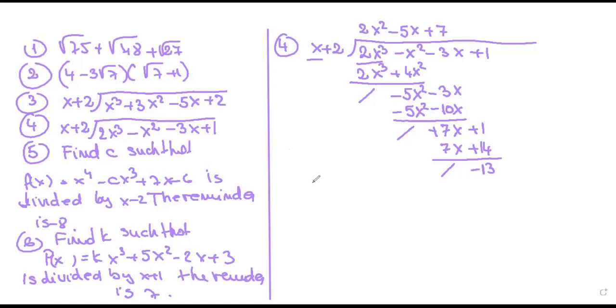And then we write 2x to the power of 3 minus x squared minus 3x plus 1 equals x plus 2 times 2x squared minus 5x plus 7, minus 13.